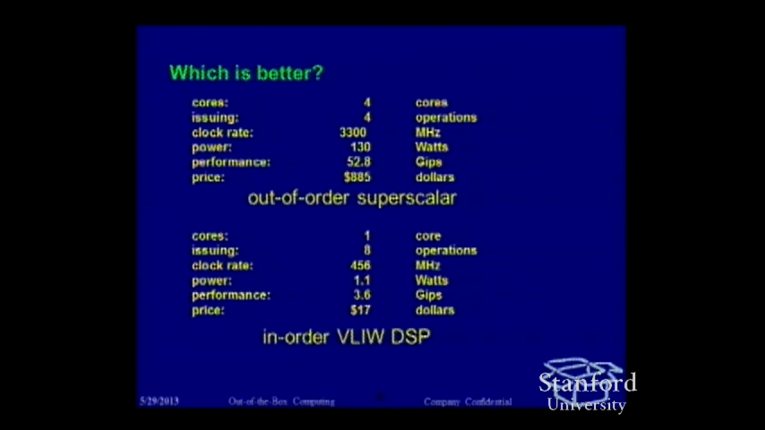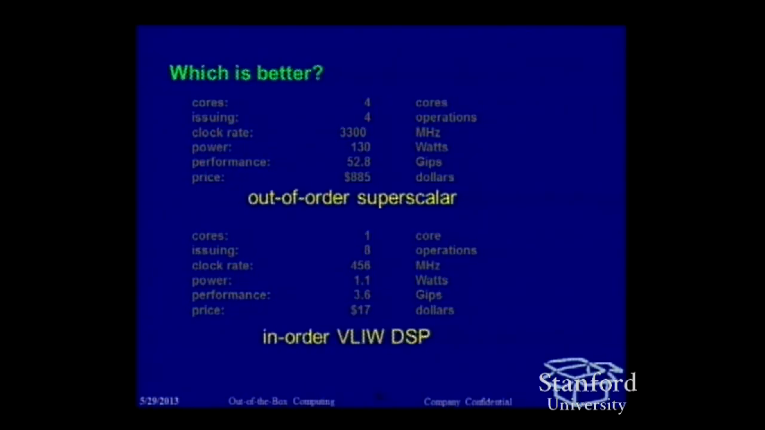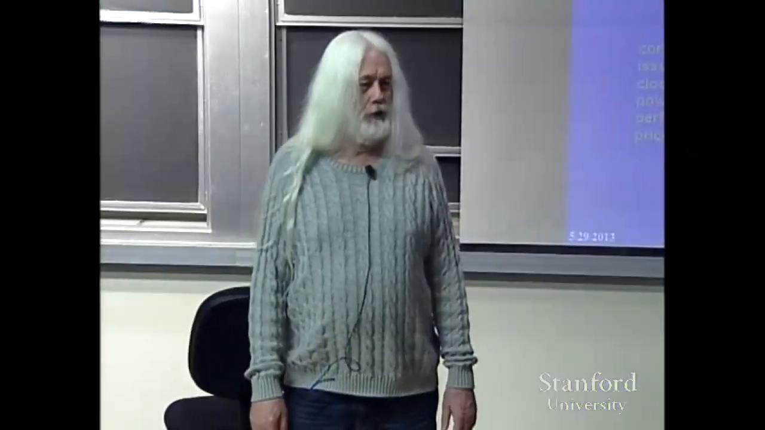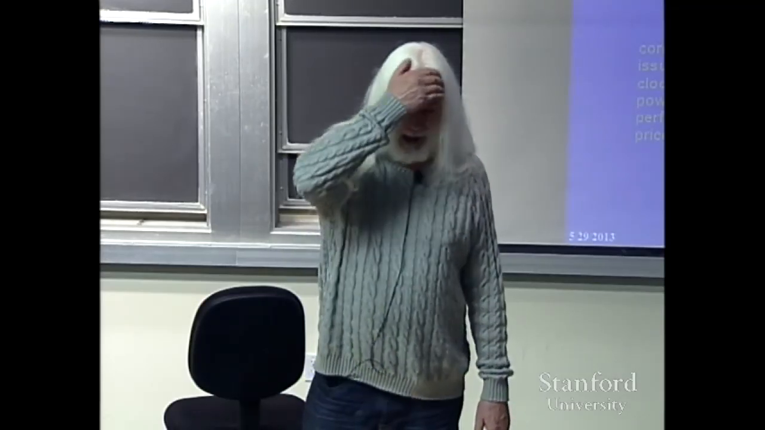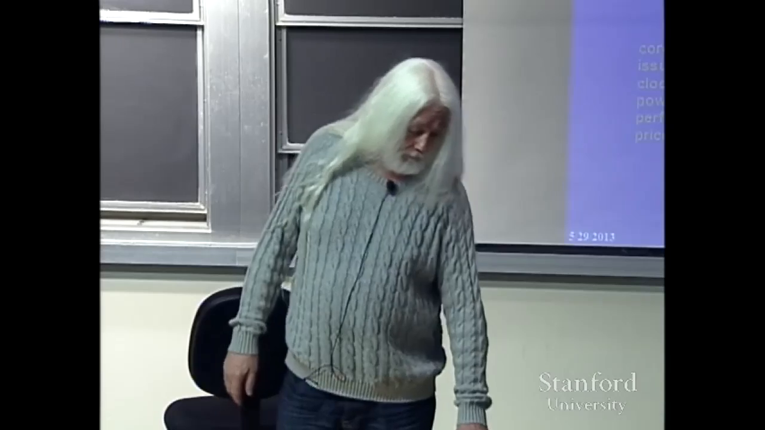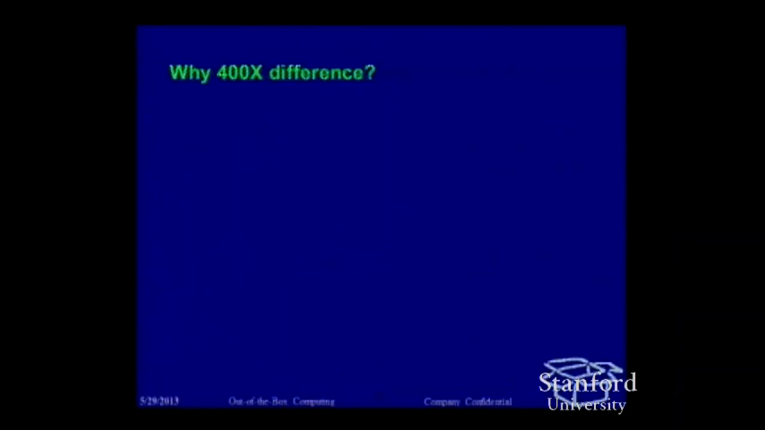Now, there's our 2 chips. The out-of-order superscalar is your half a MIPS for your watt and your dollar. The in-order DSP gives you 195 MIPS for your watt and your dollar. It's a factor of 400. Now, you'd think that by now somebody would have seen a market opportunity in this and tried to arbitrage that number away, but that difference has been around for a long time. So why is there a 400x difference?